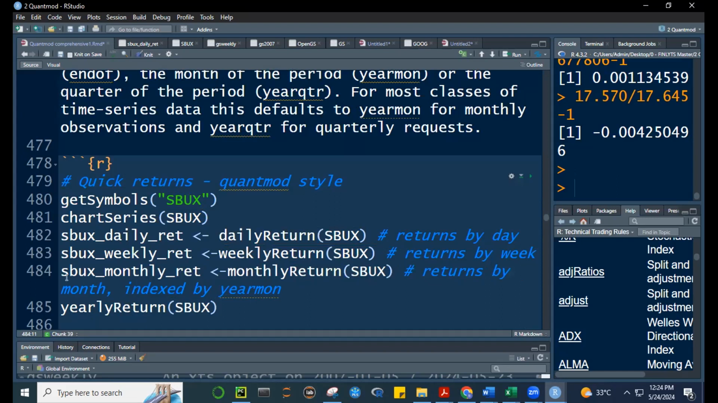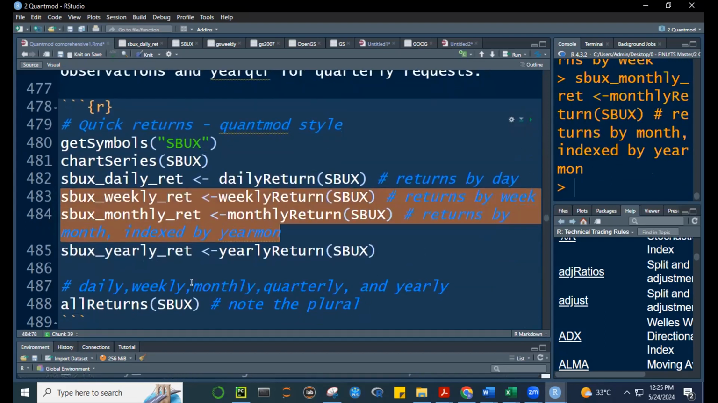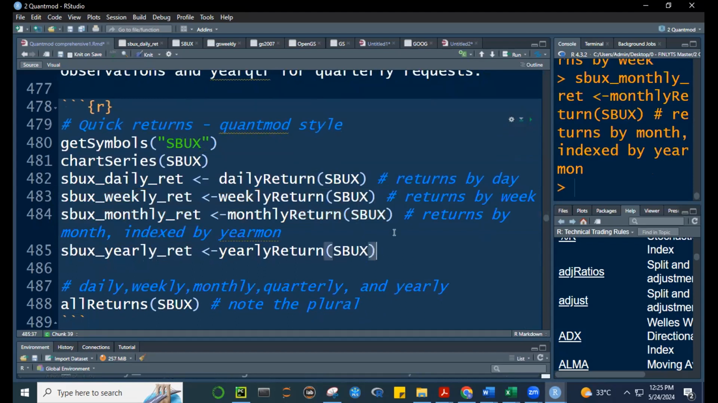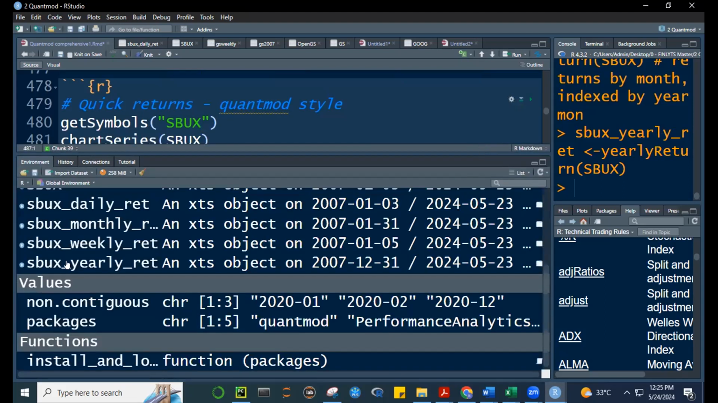So let's see if the yearly return will work. Control V. So this is yearly. Okay. So let me run this 3, the weekly, the monthly, and the yearly. Okay, so let's take a look at the objects here. This is Starbucks weekly, Starbucks monthly, Starbucks yearly return.